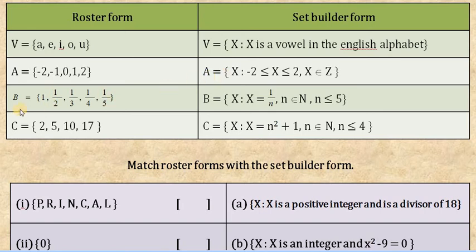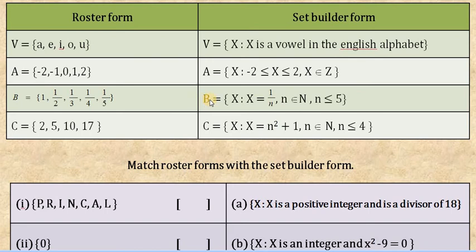Okay. Now B is equal to 1, 1 by 2, 1 by 3, 1 by 4, 1 by 5. Now the corresponding set builder form. Let us see here. Observe once. 1 by 2, 1 by 3, 1 by 4, 1 by 5 means this can be written as 1 by 1. So in the numerator we have all ones. In the denominator we have changing 1, 2, 3, 4, 5. That means the form will be 1 by n.